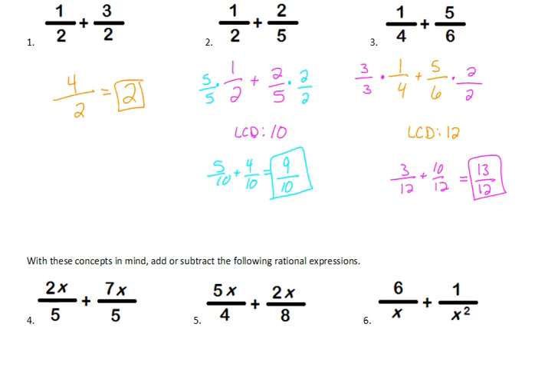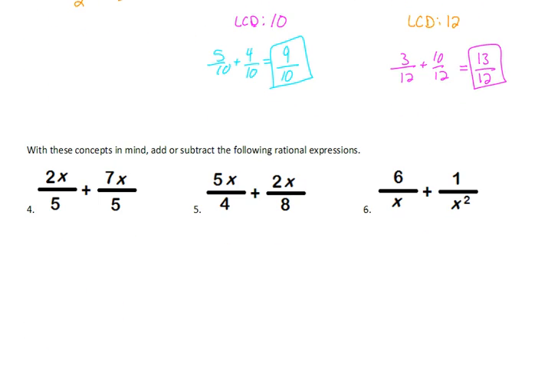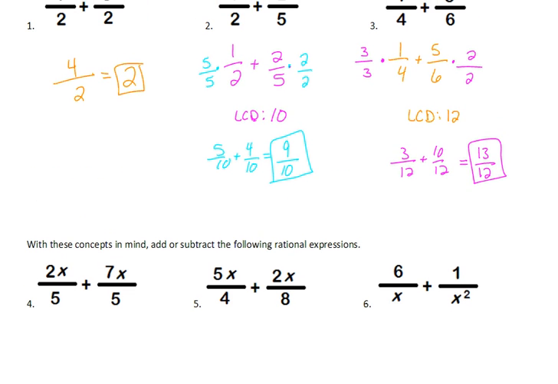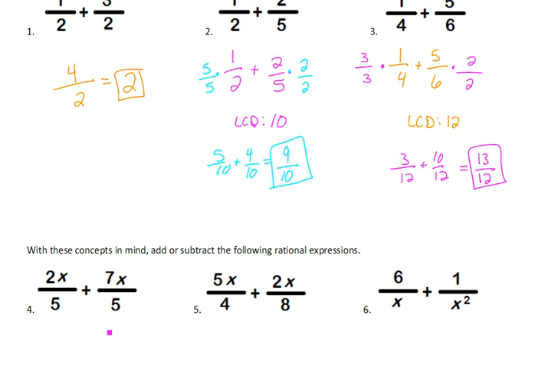Okay, those are the concepts that we're going to be working with, but look what we're going to throw in there. Some good old rational expressions. Understanding rational deals with fractions. Expression means that we are multiplying products of constants and variables together. So let's look at 4 and realize that it's a lot like number 1, where we do have the same denominators. So I'm going to go ahead and just add the numerators.